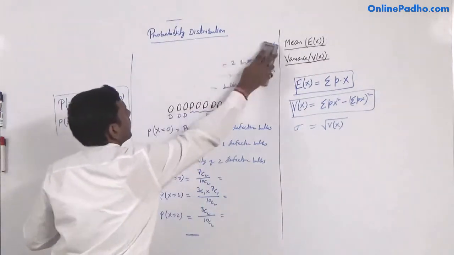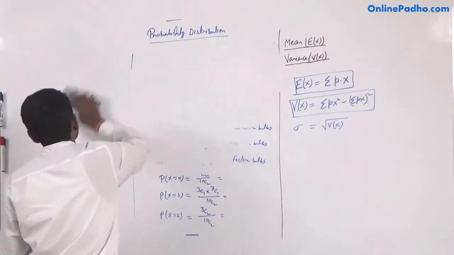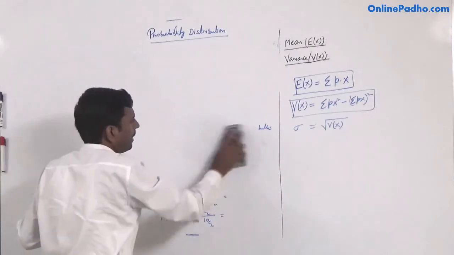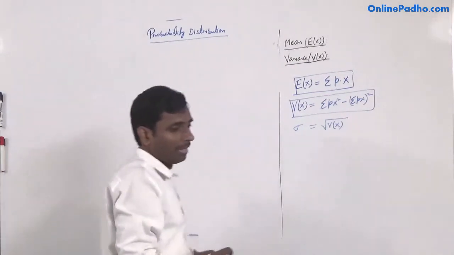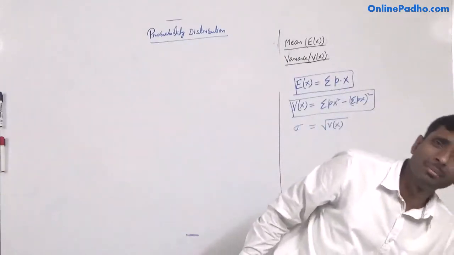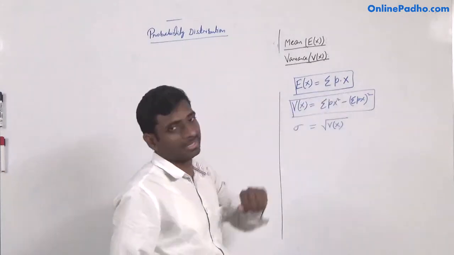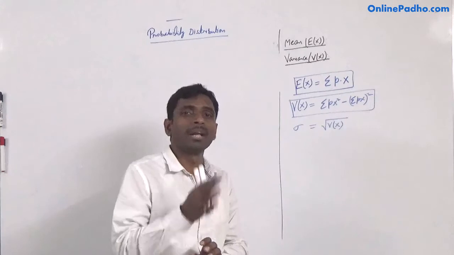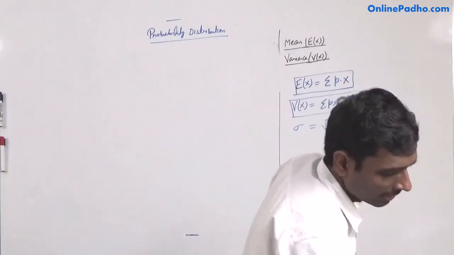Now let's see from an example how to find the mean and variance in some probability distribution. First you need to find the probability distribution and random variable X. Then you can make the column P multiplied by X. P is the probability of that random variable and X is the random variable, right? So now let's see how to find the mean.